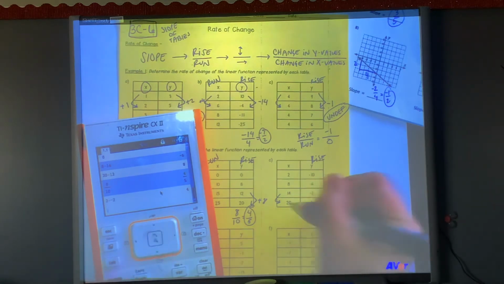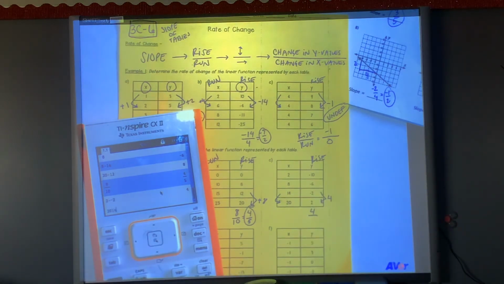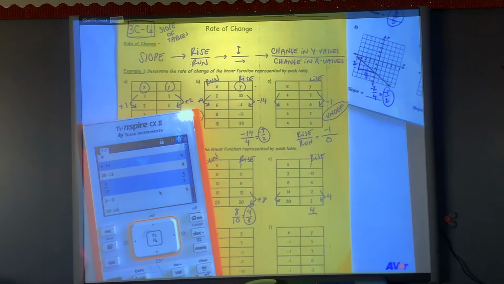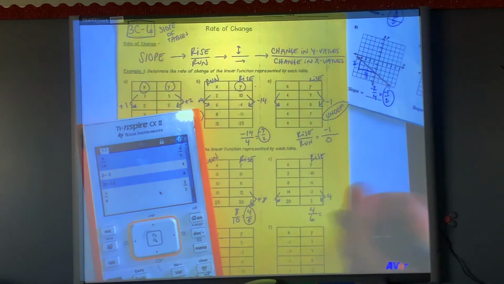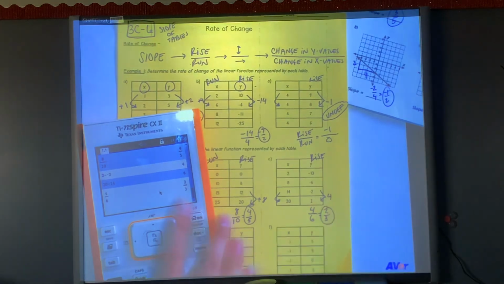And then from 14 to 20, let's do 20 minus 14. 20 minus 14 gives me 6. 4 divided by 6 reduces the fraction to 2/3.